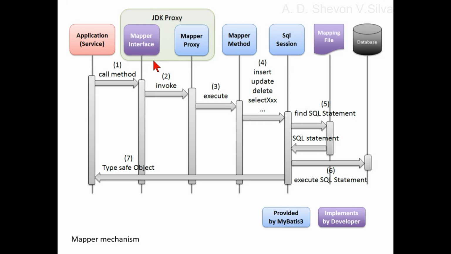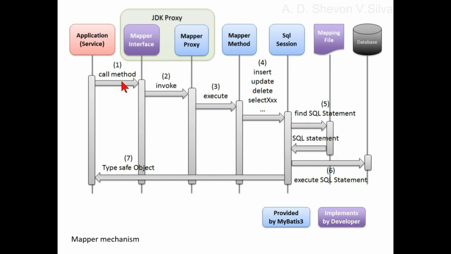Example of a Java interface. The process flow up to SQL execution when a mapper interface method is called is shown below. The mapper mechanism is shown here.